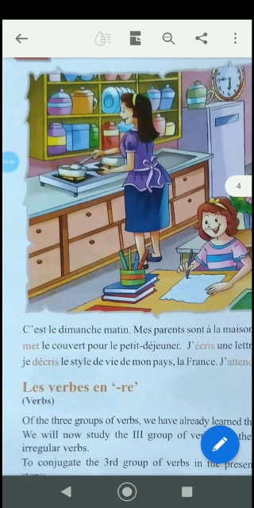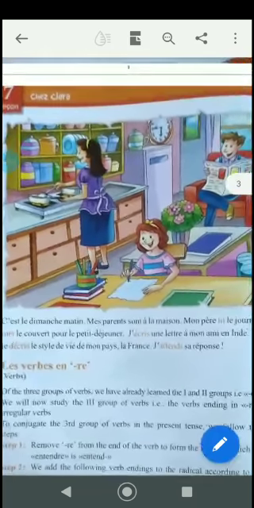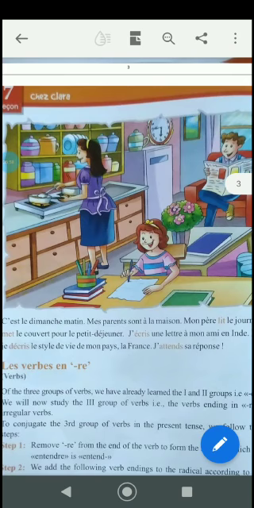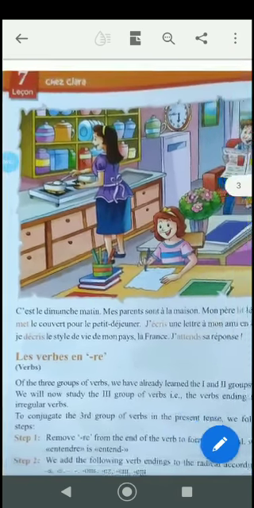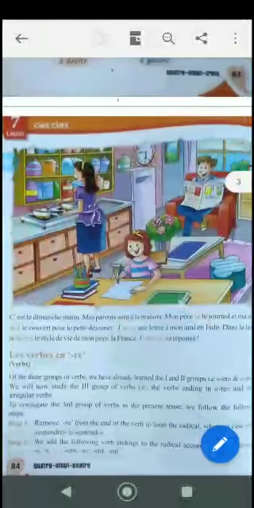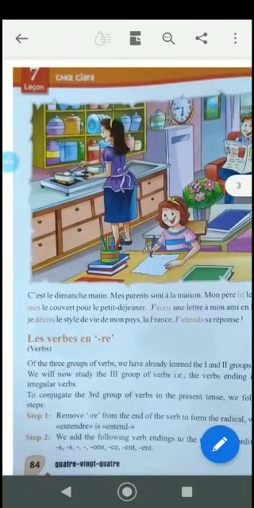As we have done the vocabulary, you just have to check out the vocabulary part. These are all verbs that we have done right now. Lit is from lire, to read. Met is from mettre. So these verbs have been taken into this comprehension, or small paragraph. Mettre le couvert means she is getting the table ready for the petit déjeuner, the breakfast.